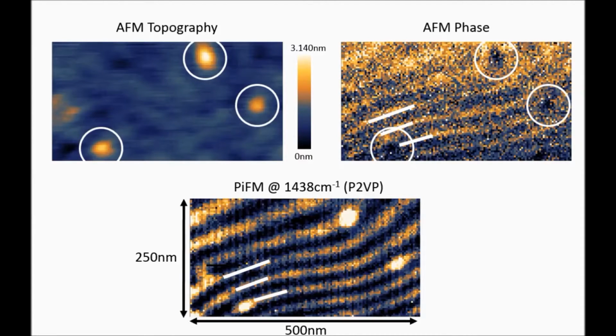This image is 500 nanometers wide by 250 nanometers tall. The PS and P2VP lines are each 20 nanometers wide, which means that we are resolving features about 1/350th as long as the excitation laser's wavelength.